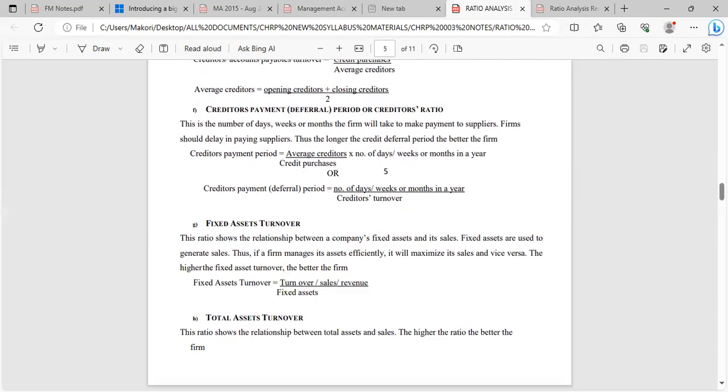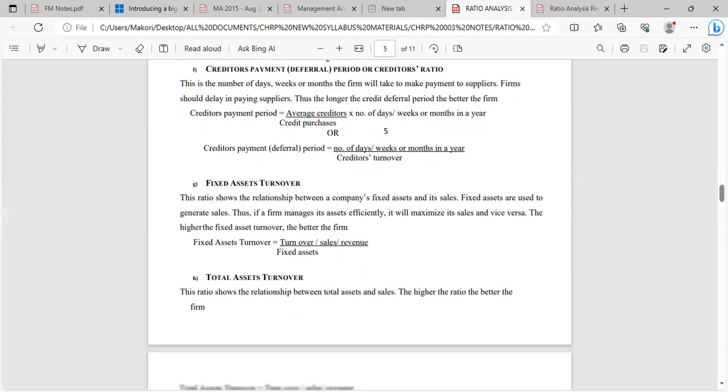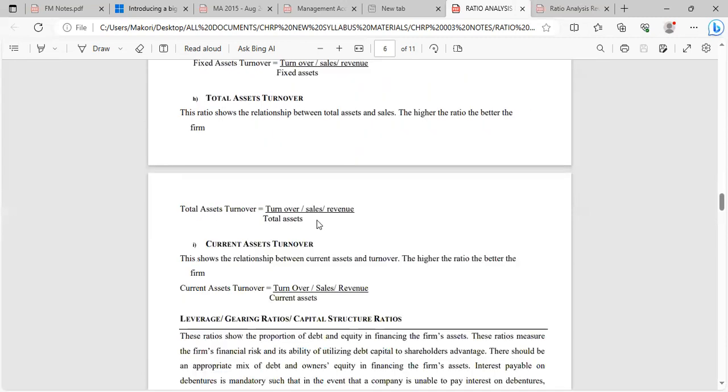Then we also have the fixed assets turnover. Turnover is the same as sales, and it is the same as revenue. You take the sales over fixed assets, and you get the fixed assets turnover. For total assets turnover, you simply take the fixed assets plus the current assets to get the total assets.